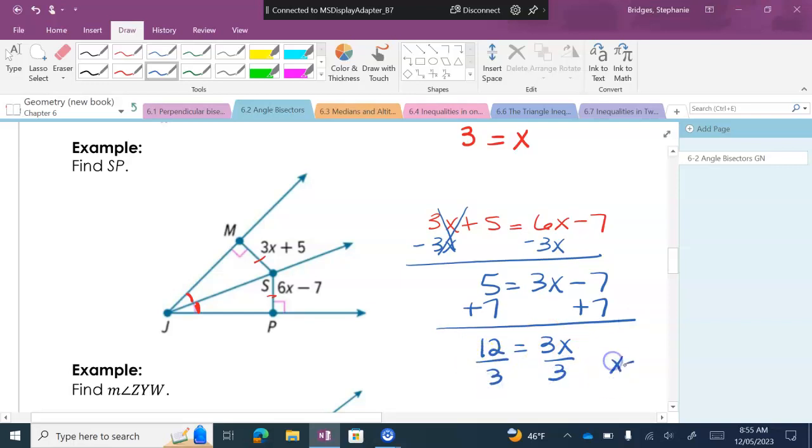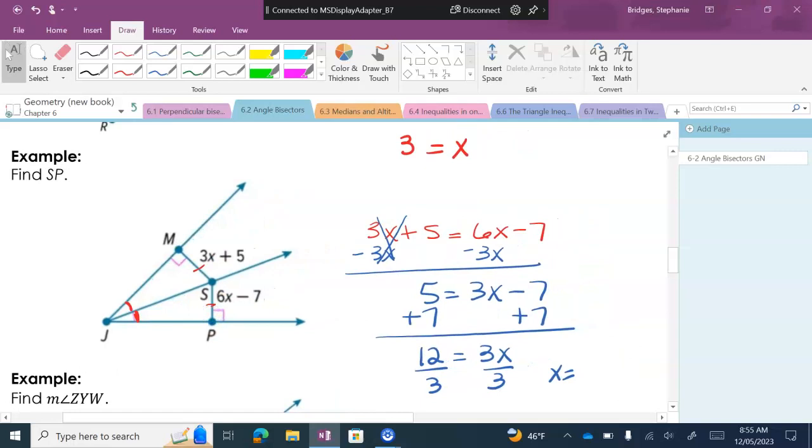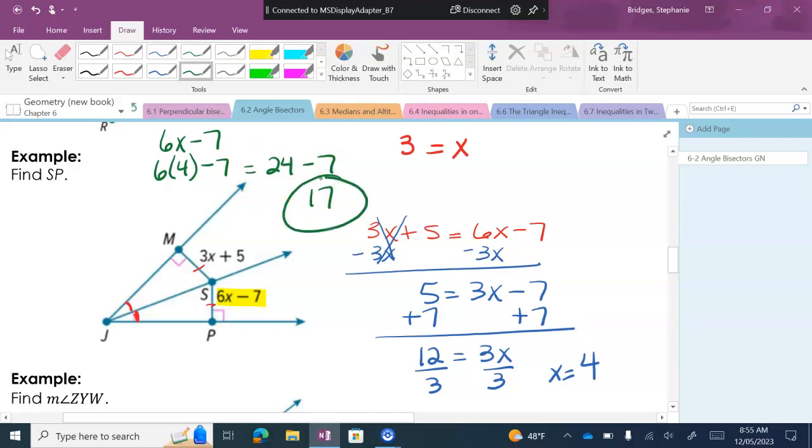And so what is it that all of you got for x? What's 12 divided by 3? 4. Okay. So if x is 4, that's not what they were asking me for, though. They want SP. What does it say the length of SP is? Minus 7. So I'm going to plug that 4 in for x. And what is 24 minus 7? 17. So the length of SP is going to be 17.